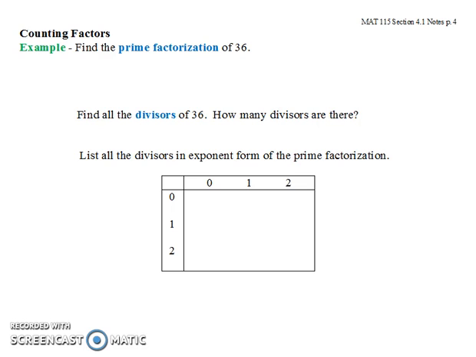Let's find the prime factorization of 36. You can use any method. I'm just going to use the tree method for this. 36, we'll start with 9 and 4. 9 factors into 3 times 3, and those are both prime numbers, so I can stop with those. And 4 factors into 2 times 2, which are both prime numbers. So my prime factorization of 36 is 2 squared times 3 squared.